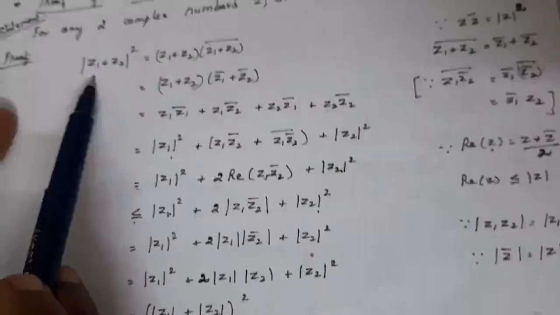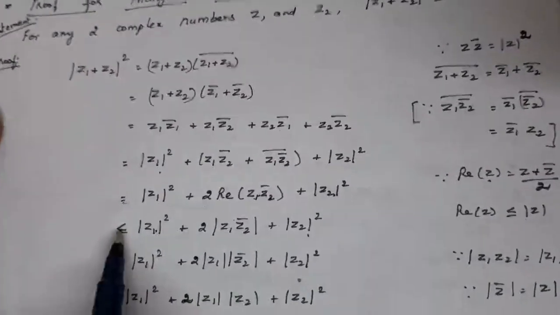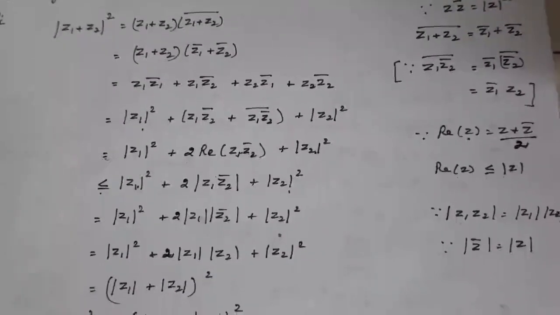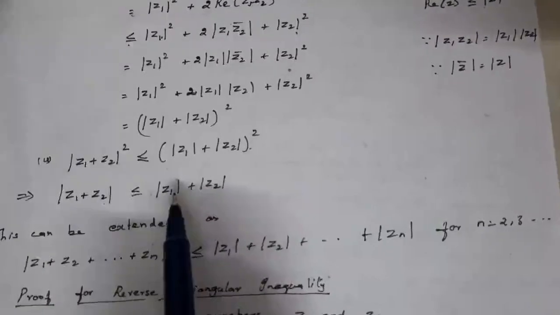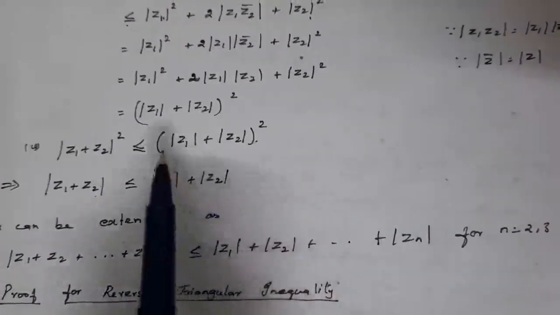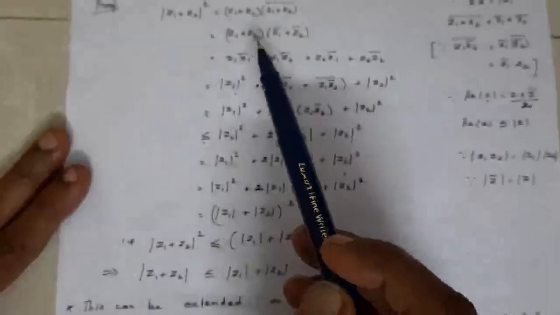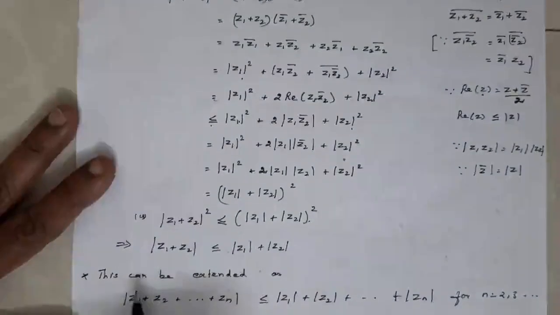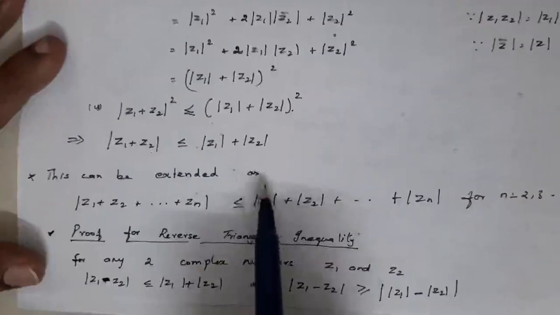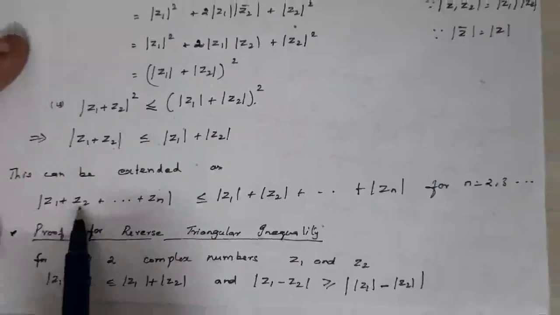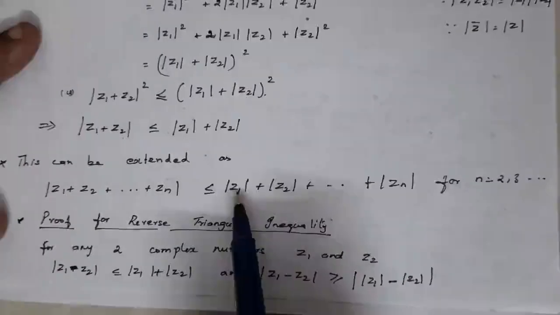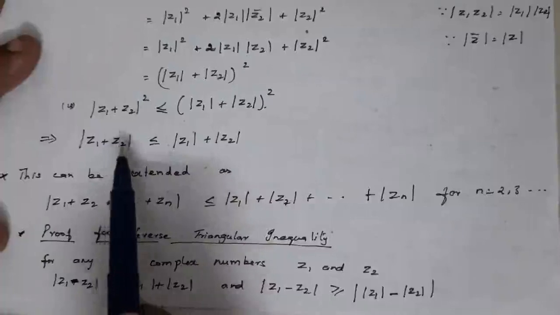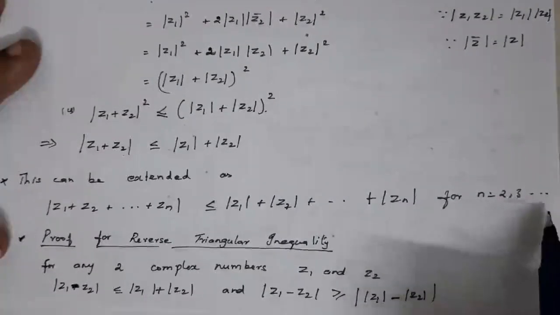So while comparing with the left hand side, modulus of Z1 plus Z2 squared is less than or equal to modulus of Z1 plus modulus of Z2 the whole square. So taking the square root, we have modulus of Z1 plus Z2 is less than or equal to mod Z1 plus mod Z2. So this is an important property, and this is called the triangle inequality, and this is another important question. This result can be extended to a finite number of terms, that is, modulus of Z1 plus Z2 plus etc. plus Zn is less than or equal to mod Z1 plus mod Z2 plus etc. plus mod Zn, for n equal to 2, 3, meaning for 2 or 3 or more terms. That's why I have written n is equal to 2, 3, etc.